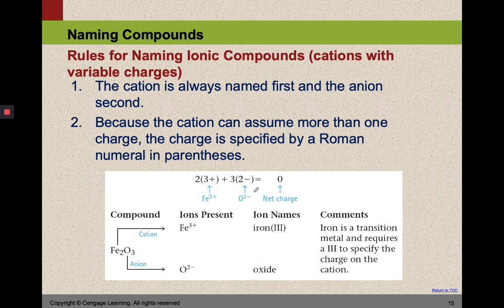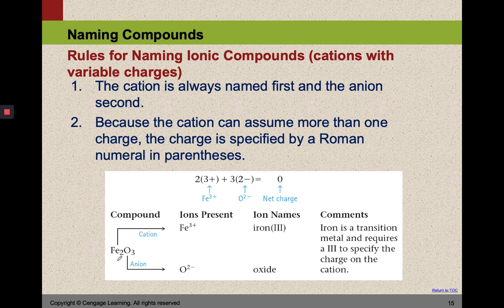So here are the rules of naming ionic compounds. The cation, still the same, is always named first, then the anion. Because the cation can assume more than one charge, the charge is specified by a Roman numeral in parentheses. For example, when you say iron oxide, you must specify which iron it is. Is it iron 2 plus or iron 3 plus? So Fe2+ or Fe3+.